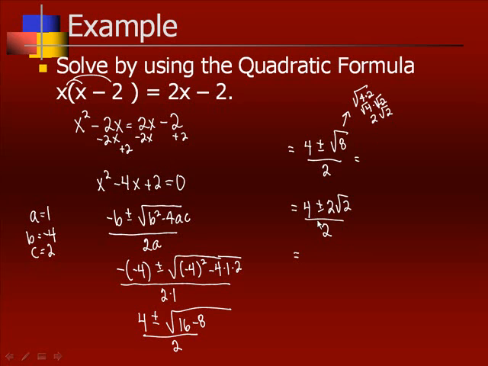Now if we factor a 2 out of all the terms, 2 goes into 4 2 times, 2 goes into 2 once, 2 goes into 2 once. So we get 2 plus or minus the square root of 2. Those are two irrational solutions. And they may ask us to give it to them in decimal form, or they may ask for reduced radical form.